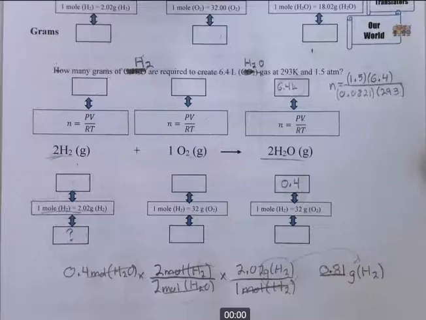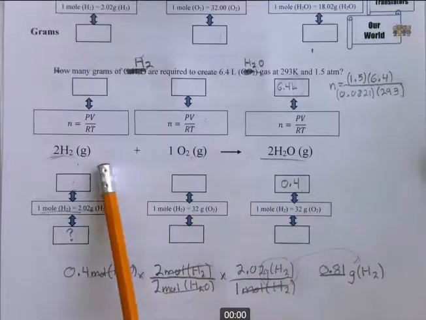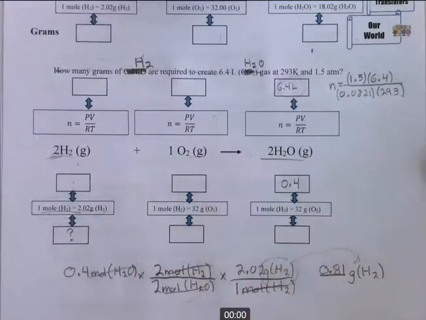Okay, so that's how you would mix up working with grams to moles and with gas laws, PV equals nRT. You can use PV equals nRT to figure out the number of moles. Once you know the number of moles, you can work with a chemical equation here. And then that's it. Okay?